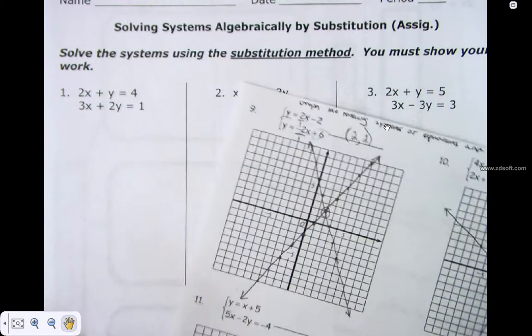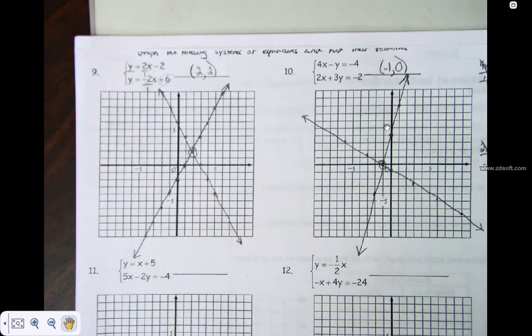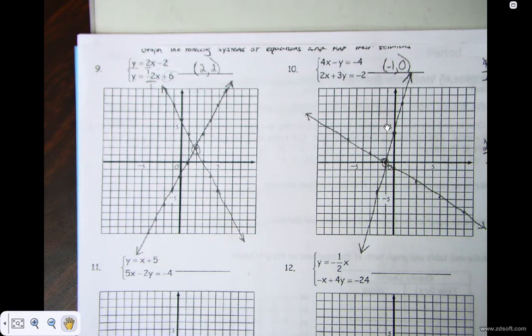So, anyway, the graphing, all right, that's how you do it. That's how you graph a system of equations and find its solution. The solution is where those two lines that you graphed are going to intersect. All right? Okay, so hopefully this was helpful.